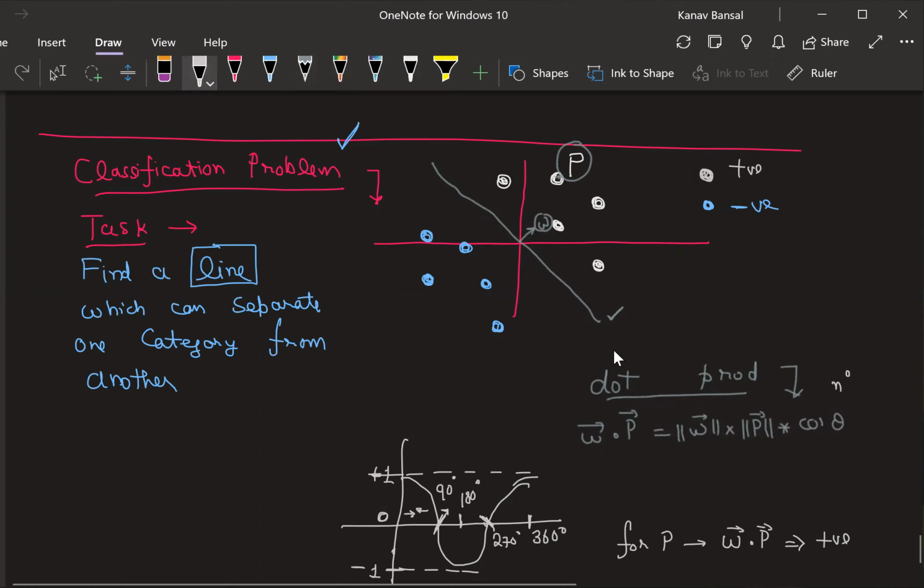Now let's talk about this point, maybe this point, a negative point, okay? The actual label of this point is nothing but negative. Let's see, using mathematics, can I predict whether this point is a negative point or not? How do I do that? Let's see whether this line, this W, is able to tell whether this point is positive or negative. What will be the value of length of W? Is it positive or negative? Length of W is always positive, right?